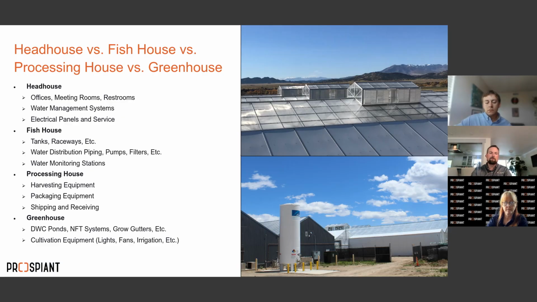And typically speaking, the fish house is maybe a quarter of the overall footprint, and the vast majority of it is going to be greenhouse, just because it takes a lot of plants to clean that water up. And again, the plants tend to be where the biggest revenues are coming from.